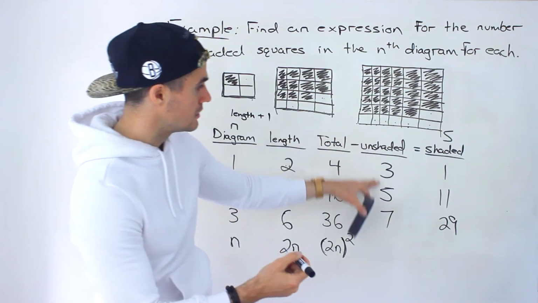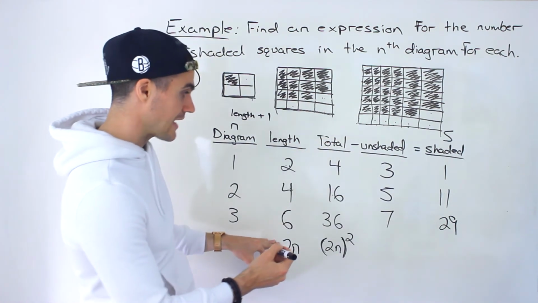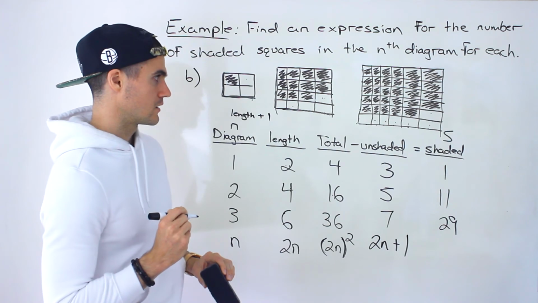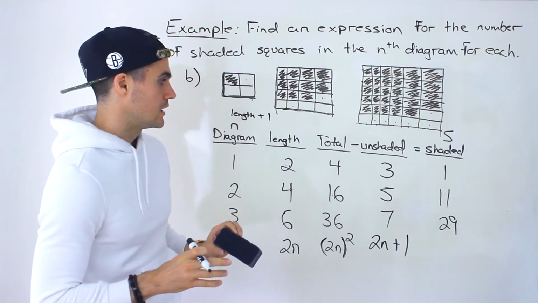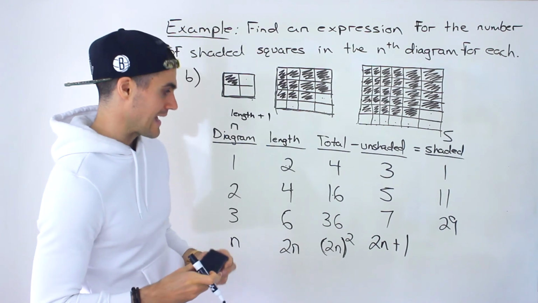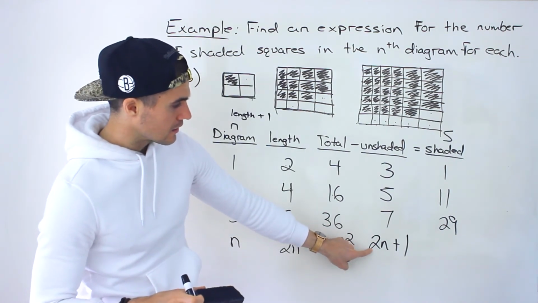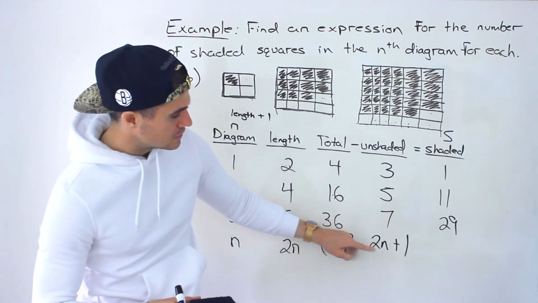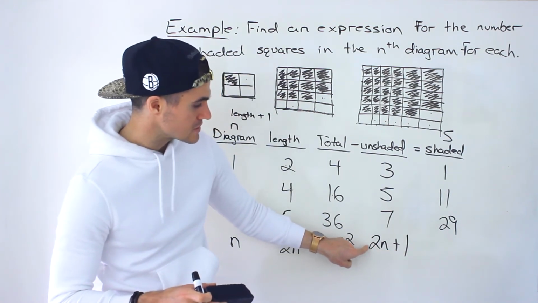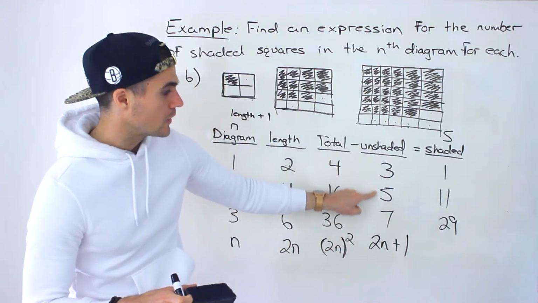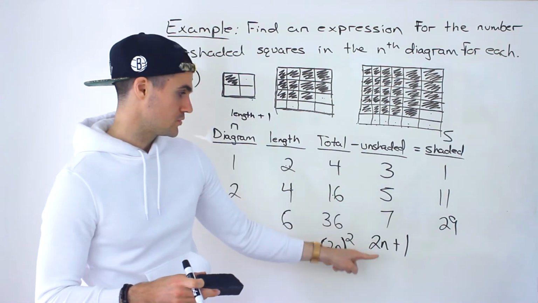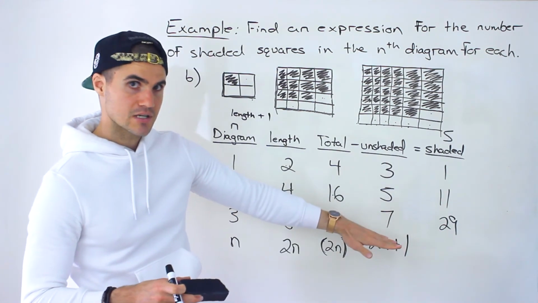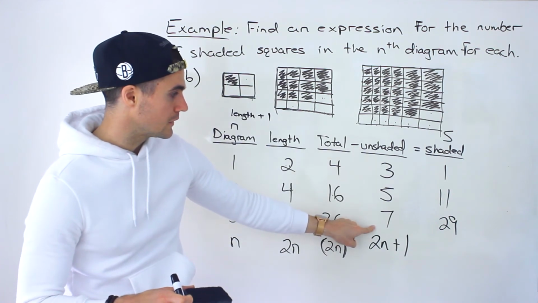And so the unshaded number of squares is actually just the length, which is 2n, plus 1, like that. So you have to look at the diagram in order to get that. And notice, I didn't mention this in the previous examples, but this is a linear relation, 2n plus 1. It's like y equals mx plus b, and it's going up by a consistent amount, which is the slope, just this 2 over here. 3 plus 2 is 5, 5 plus 2 is 7, and so on. So it's a line. This is a linear relation.